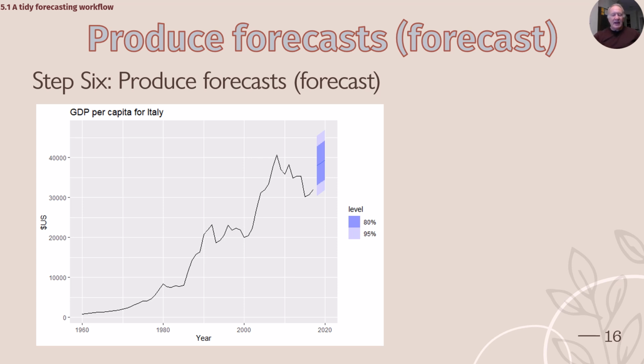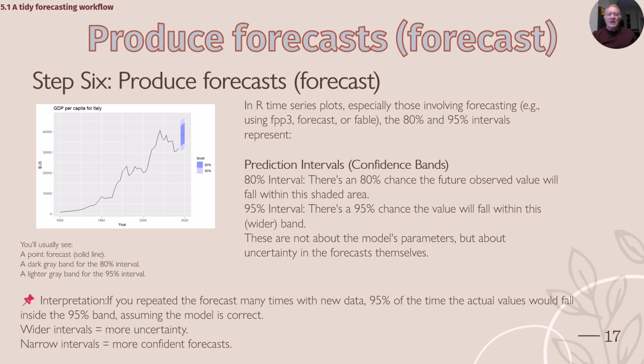We also see a dark blue area that's labeled as 80% and a lighter blue area that's labeled as 95%. So in R time series, especially those involving forecasting using fpp3 or forecast or fable, the 80% and 95% intervals are represented. For the 80% interval, there's an 80% chance that the future observed values will fall within the shaded area. And at the 95% interval, there's a 95% chance that the value will fall within the wider band.